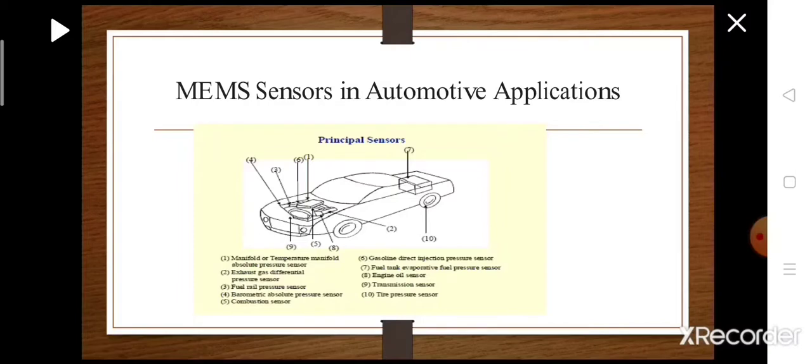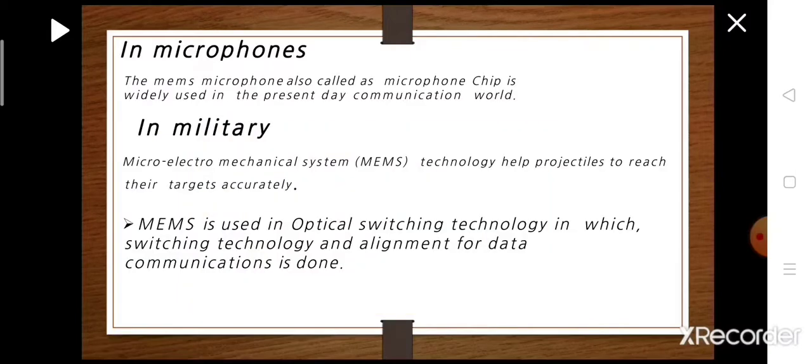Okay, so the next one is microphones. The MEMS microphone is also called the microphone chip. It is widely used in the present day communication world. So MEMS plays an important role in microphones also. Then next one is the military. Micro electromechanical systems MEMS technology helps projectiles to reach their targets accurately. So it is also used for military purposes.